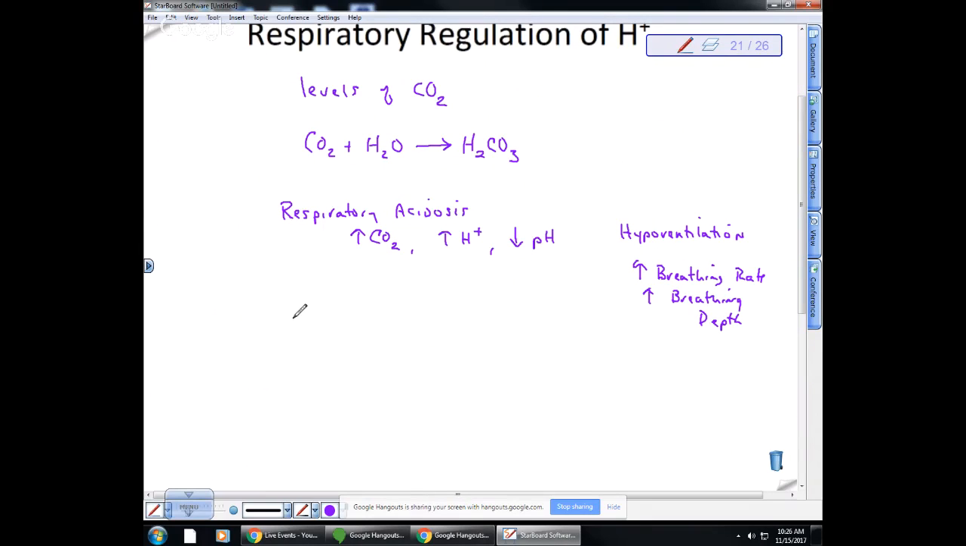We also have respiratory alkalosis. This is where we have a decrease in CO2, a decrease in hydrogen ion concentration, and an increase in the pH. So this would actually be hyperventilation. So you're breathing too much. And so what will happen after hyperventilation is hopefully you'll decrease your breathing rate and decrease breathing depth.